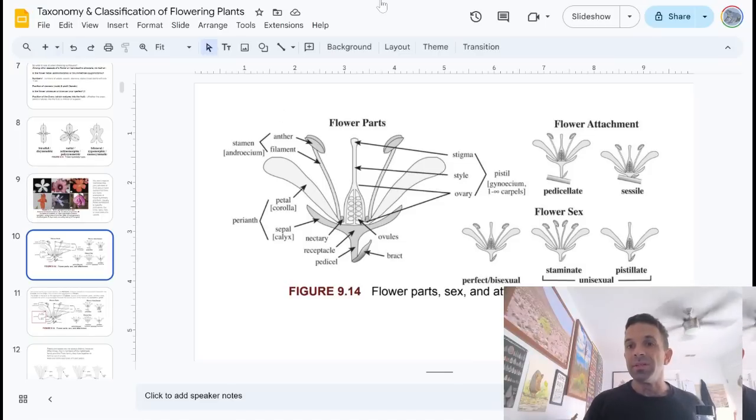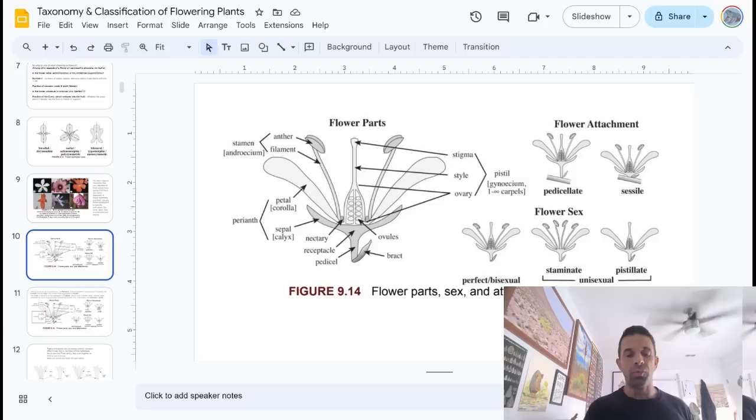Let me just make sure that this is still recording. Yeah, okay. I see the little wavy lines. You always got to make sure you see those wavy lines to indicate that you're getting good sound. So 80% of the plants you're going to encounter in the world are angiosperms.